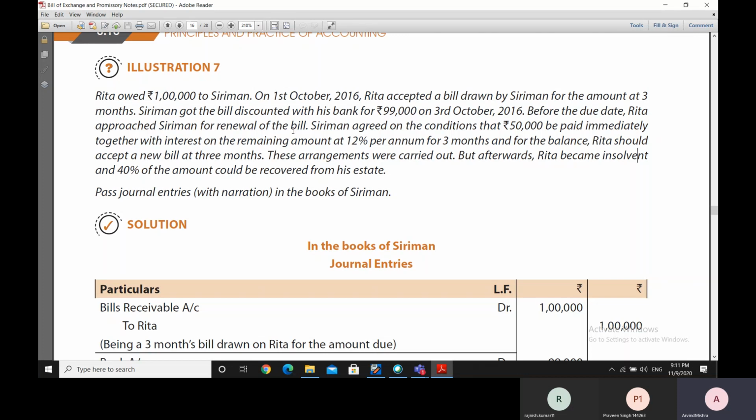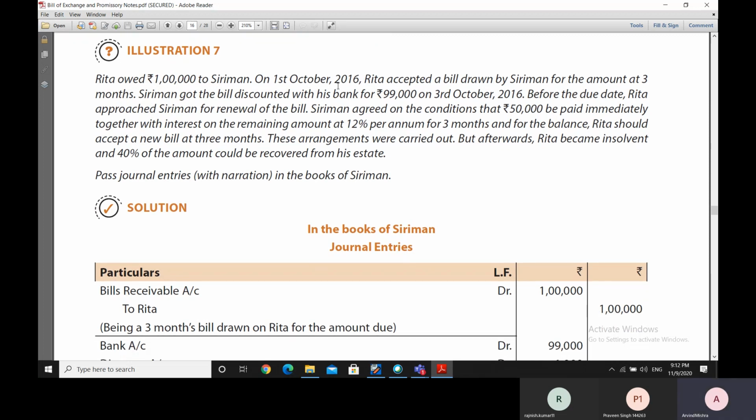So we begin with illustration 7 of this topic of bill of exchange and promissory notes. Now, Rita owed 1 lakh rupees to Siriman. So on 1st October 2016, since Rita is owing 1 lakh rupees to Siriman, she has to pay 1 lakh rupees to Siriman.